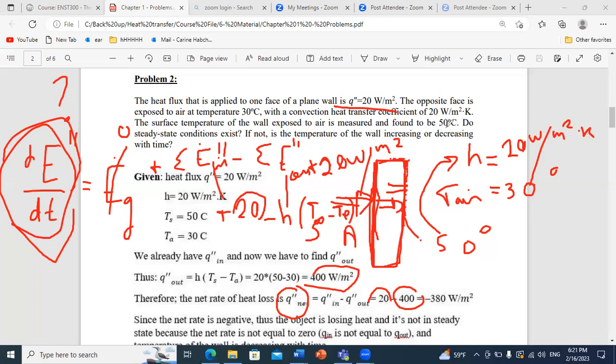So of course, what will happen with time, if we observe the temperature profile of the wall with time, we will observe a decrease in temperatures. Okay, because we have a net rate that is negative.